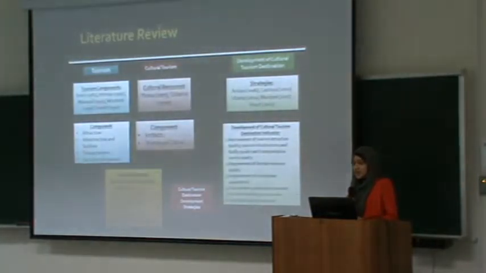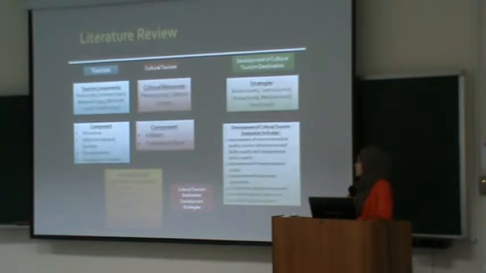And this is about the literature review. Here I have three kinds of literature review. First is about general tourism. Here I have 5 references from which I can obtain 5 components of tourism. The first ones are attraction, infrastructure and facilities, transportation, and society participation.